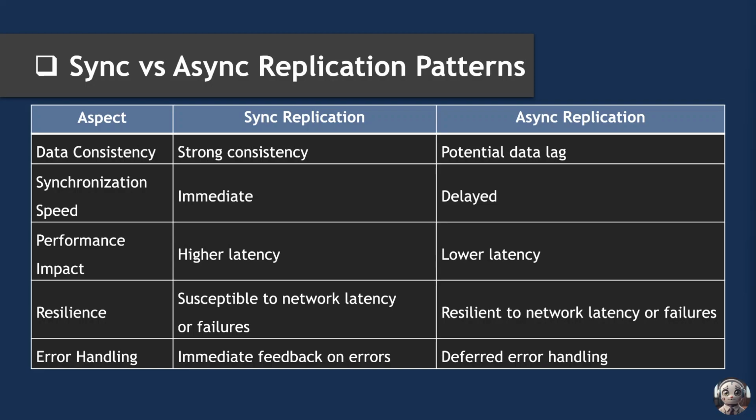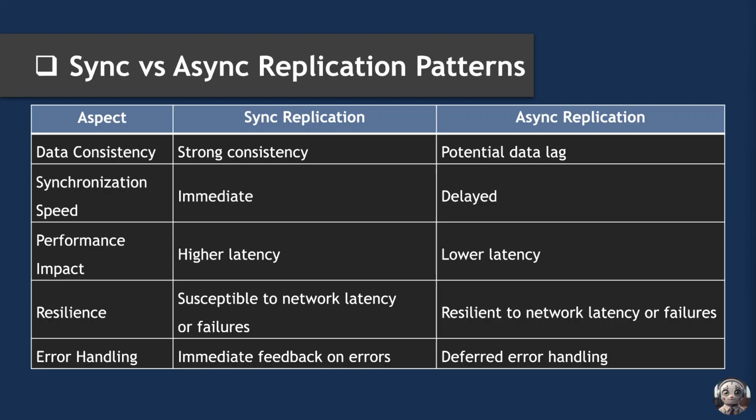Moving on to resilience to network issues. Synchronous replication is sensitive to network latency and failures. Any disruptions in the network can impact the synchronization process. In contrast, asynchronous replication is resilient to network issues, as it doesn't rely on immediate confirmation and can tolerate delays or interruptions in the network.